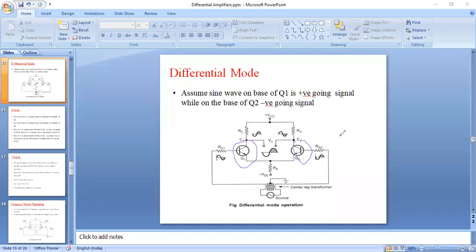Similarly, if you apply negative input voltage to the base of Q2, we get a negative current flowing through the emitter of Q2 due to emitter follower action. So here through the emitter of Q1, we are getting a positive current, because of emitter follower action. Through the emitter of Q2, we are getting a negative current because of the negative input applied to the base of Q2.